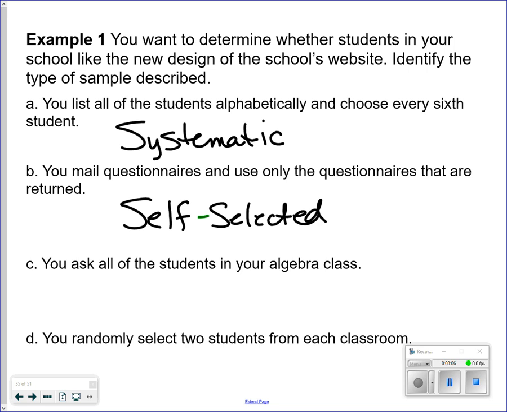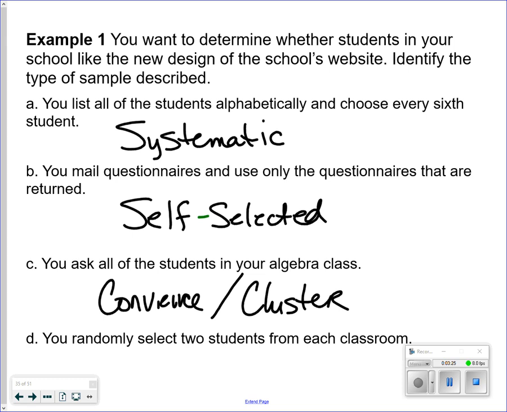You ask all the students in your Algebra 1 class. Now, the book and I may disagree with this. The book is going to say that is convenience. The reason that is convenience is because ultimately it's easy for me to talk to my class. I would also consider this to be a cluster because you divide it up into classes and then you've talked to one class. So again, I can argue on either side on that one. You randomly select 2 students from each classroom. Now, because that's the entire building and you're randomly selecting, that is considered a stratified sample.